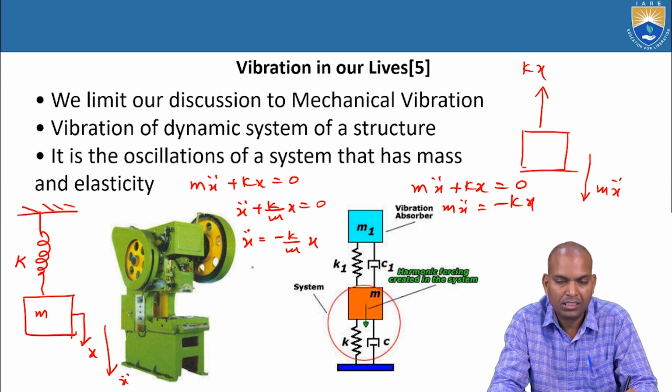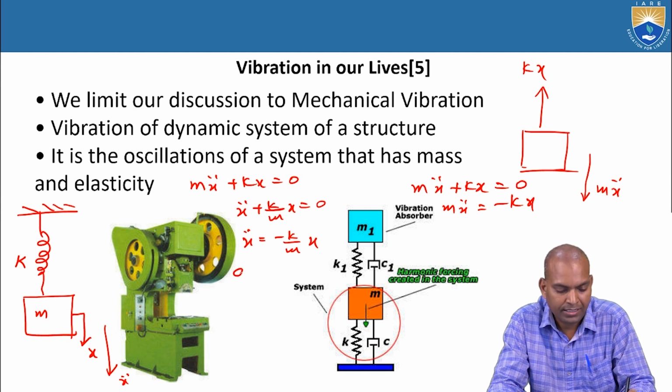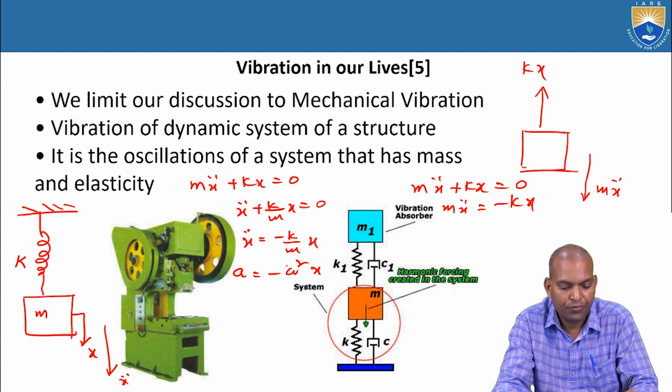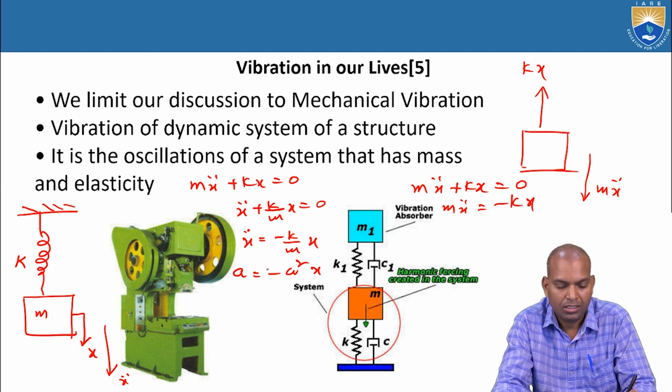According to the concepts of simple harmonic motion, acceleration a equal to minus omega square times x. If we compare both the equations, then omega square equal to k by m. What about omega?